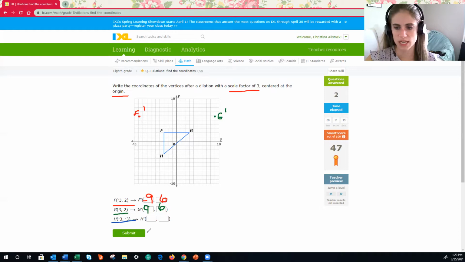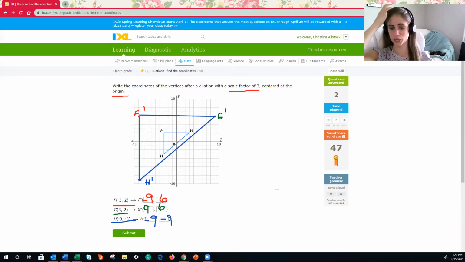And then H is at -3, 3. -3 times 3 is -9. -3 times 3 is -9. So that would be right here. And I forgot to ask this last time, but because our scale factor is a whole number, that means our dilation is an enlargement. Our triangle got a lot bigger.